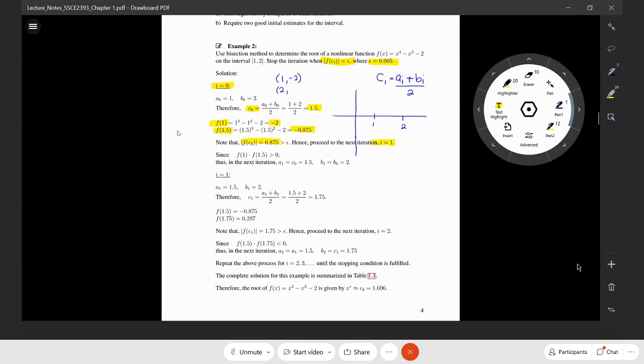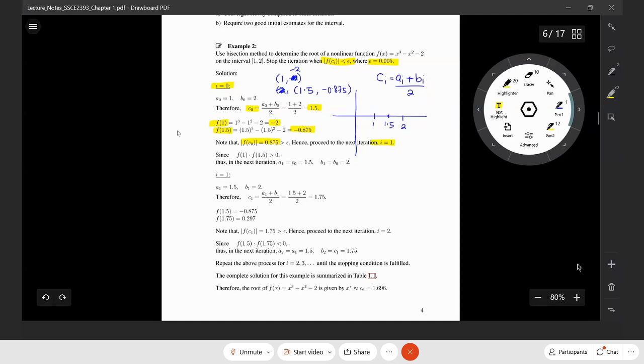Sorry, oh, this is wrong. It's not negative, it's right, -2. When x equals 1.5, this one, your value of C, the corresponding f would be -0.875. Okay, so somewhere here is 1.5.